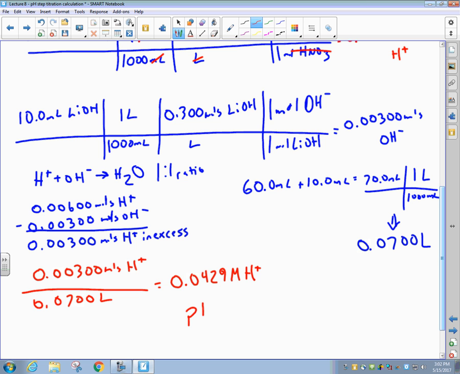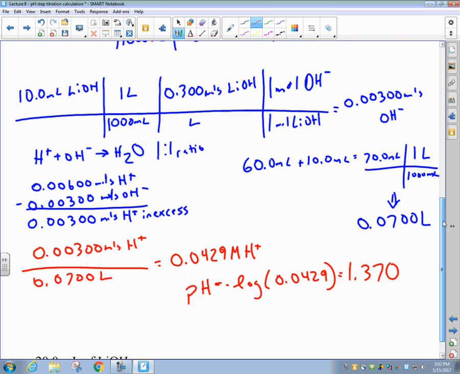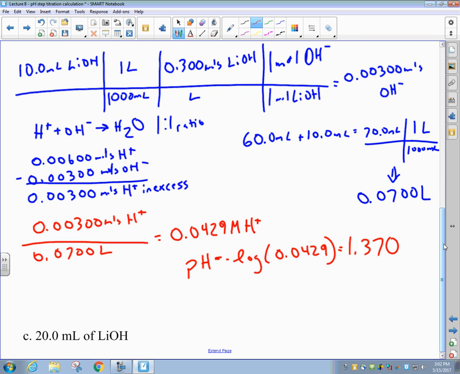Last step, step 6 of the process that was on the previous slide. We're going to calculate the pH. So we're going to do the negative log of 0.0429. Again, watch your sig figs here. You should have 3 sig figs. So you've got 1.370 as your value there. All right, that is part B.